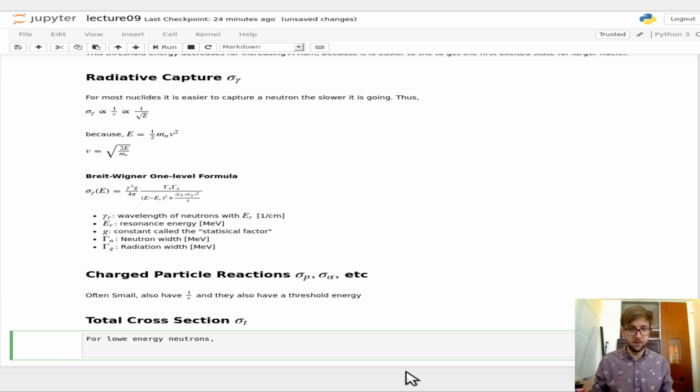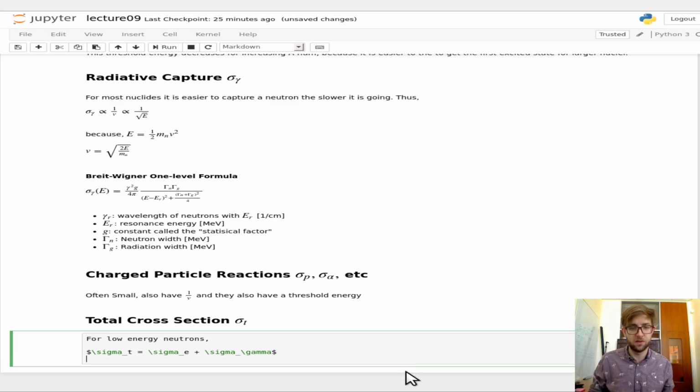we can say that sigma t is equal to sigma sub e, because we don't have inelastic scattering, so it's just the elastic scattering, and sigma sub gamma, because we don't have these other types of reactions that produce other kinds of charged particles. Okay?